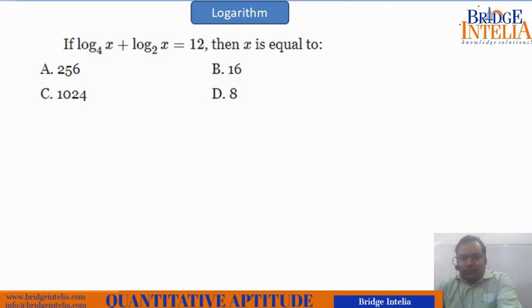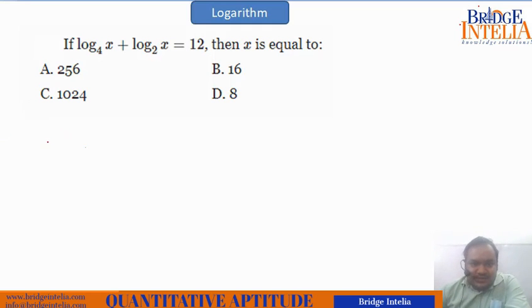Okay, now let's move to the next one. So if log x to the base 4 plus log x to the base 2 is given to us as equal to 12, then we have to find the value of x. So how to solve this? If you have observed, the bases are different. So that's the problem, the bases came out to be different. But still, how to solve this? Let's see.